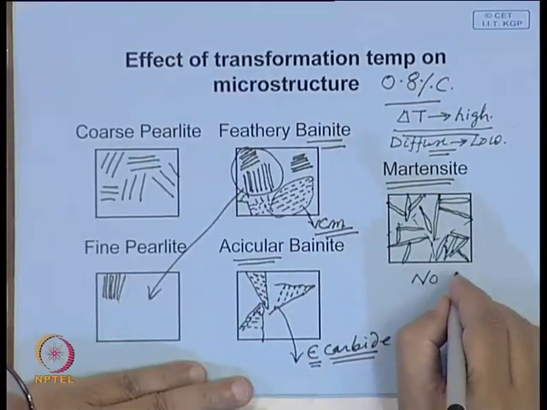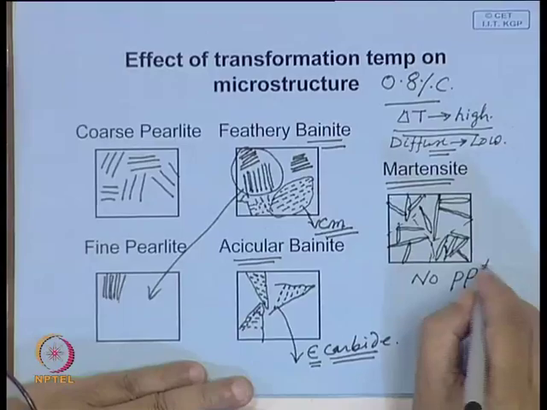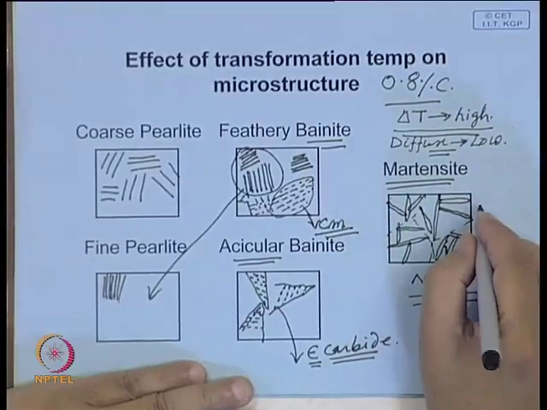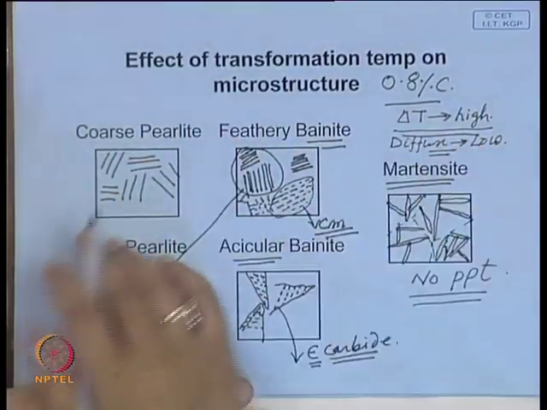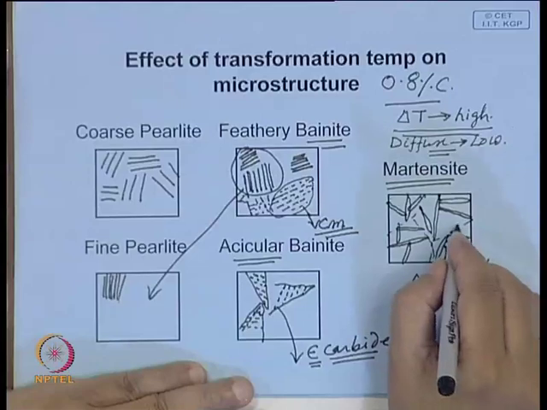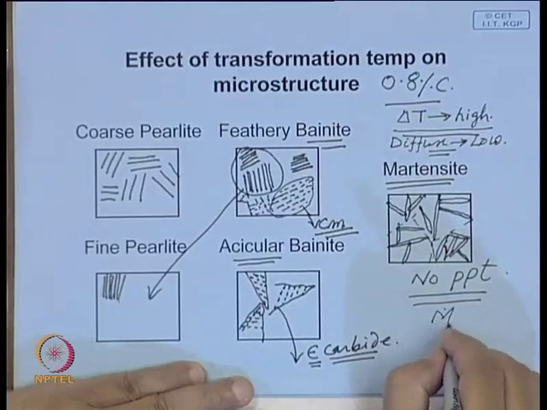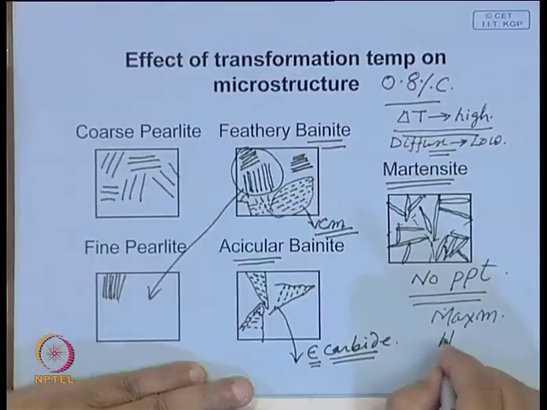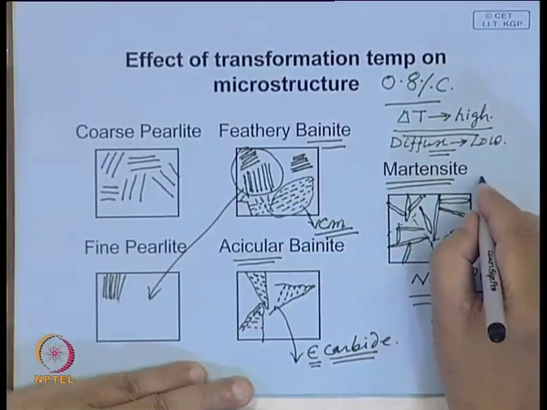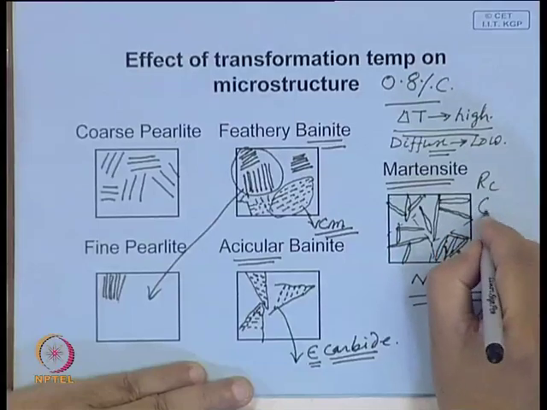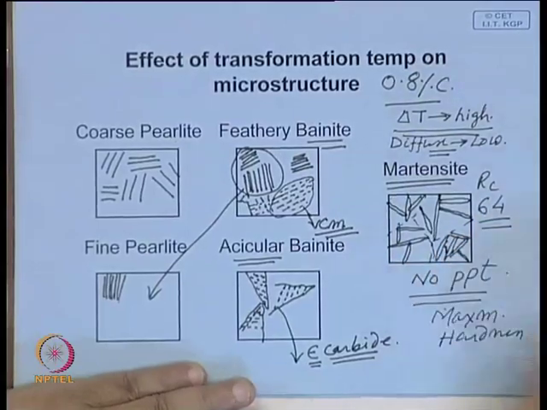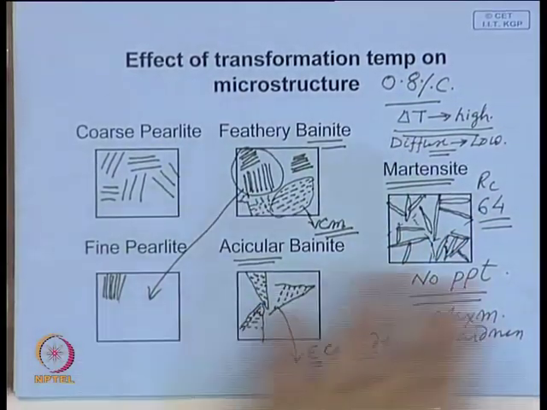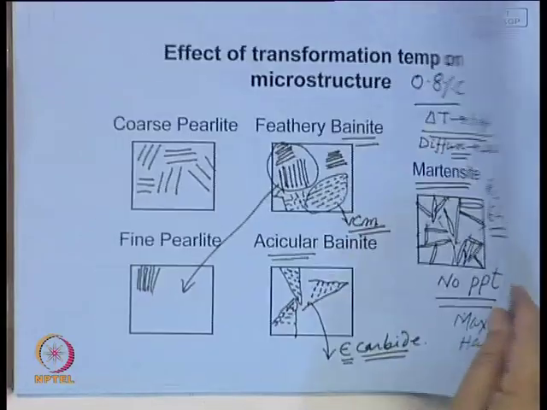There is no precipitate here, and this is the type of structure you get on quenching which has maximum hardness. Say on the RC scale, it may be some RC 64. So, this is an extremely hard structure that you can get in the steel.